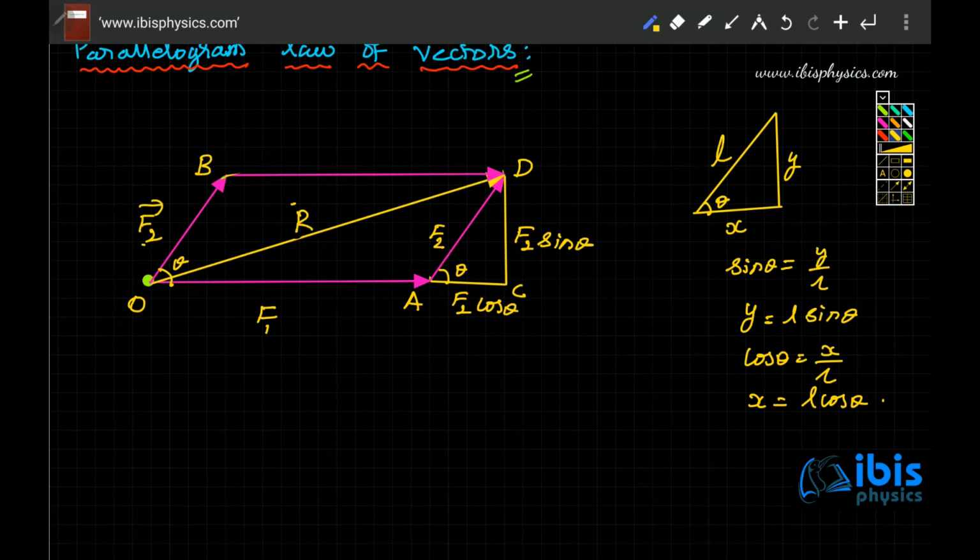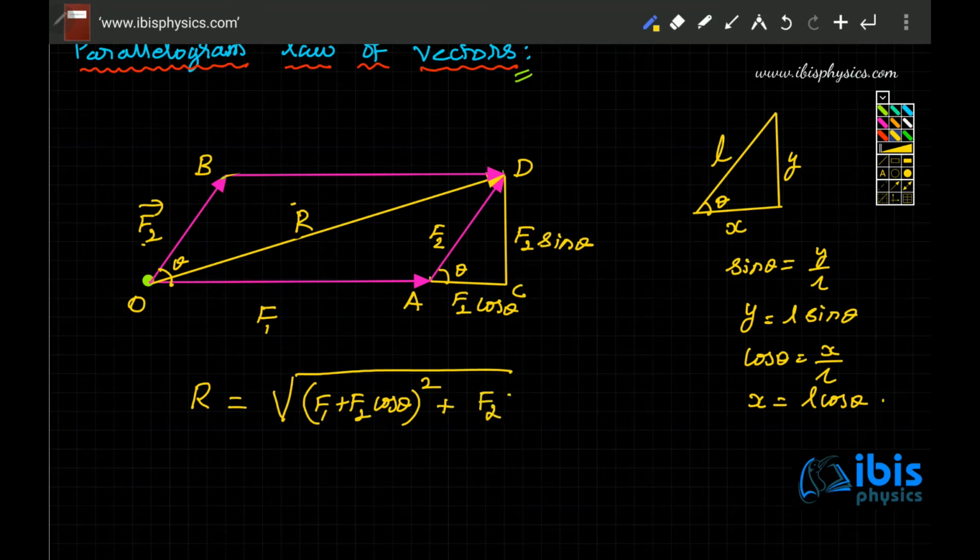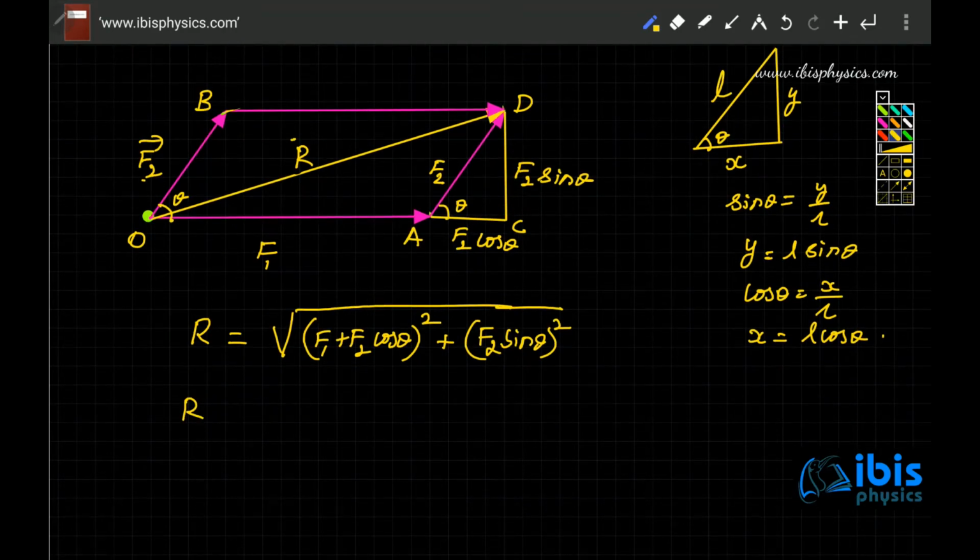So now the value of R is the square root of the adjacent side squared plus the opposite side squared. The adjacent side is f1 plus f2 cos theta, the total length of the adjacent side. So the adjacent side squared is (f1 plus f2 cos theta) squared, plus the opposite side f2 sin theta, the whole squared. Then R, the magnitude of the resultant vector, because we are only finding the length.